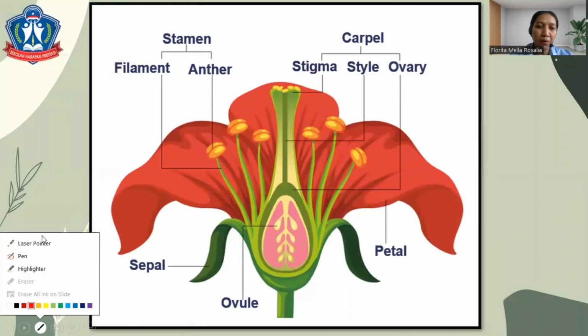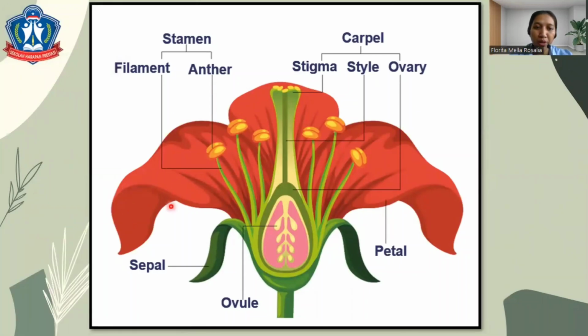So here are the parts of the flower. The first one we have petal, and then here is the sepal. Now stamen is the male part. We have here filament, and this is the anther. While for the female part, we have carpel here. The first one we have stigma, and then here is the style, and then here is the ovary, and inside the ovary here there is ovule. Let's start the function.